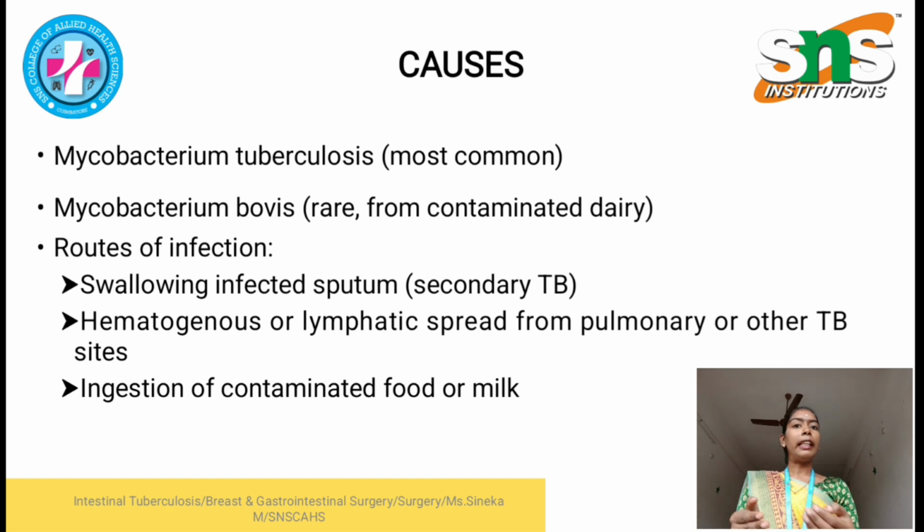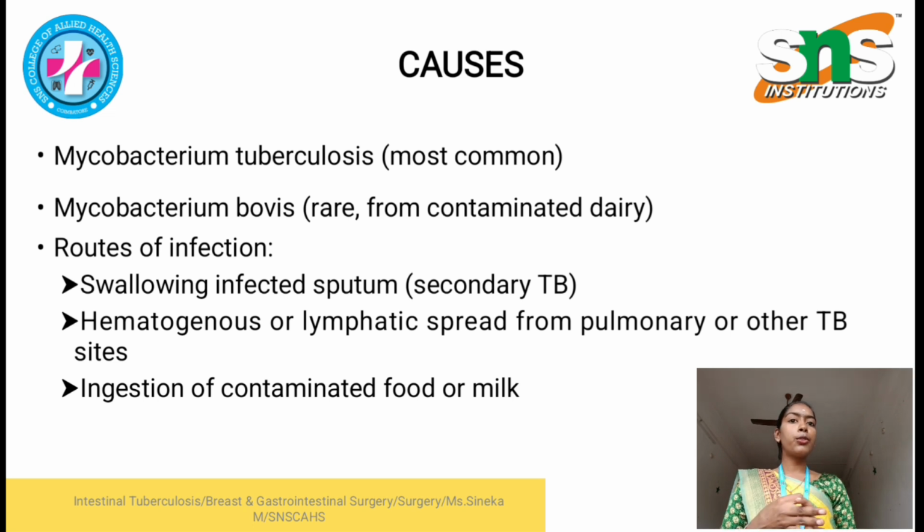There are many causes of intestinal tuberculosis. The two major causes are, first, Mycobacterium tuberculosis, the most common cause, which only affects human beings. The next one is Mycobacterium bovis. It is rare, from contaminated dairy. If the animal is infected with Mycobacterium bovis and we drink the milk or food from that animal, it will lead to infection.